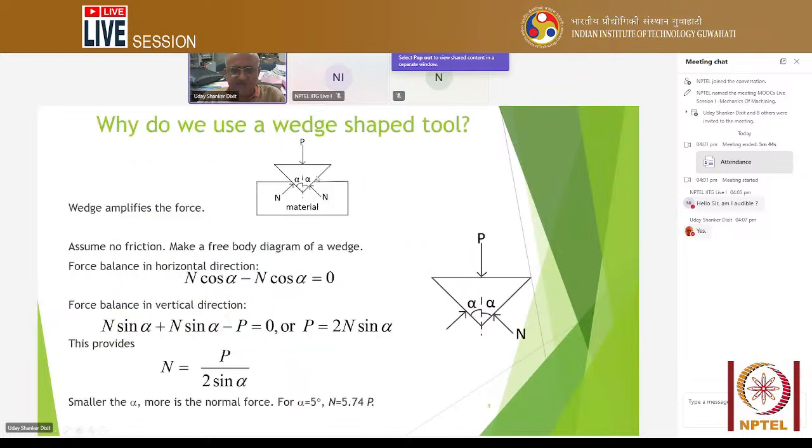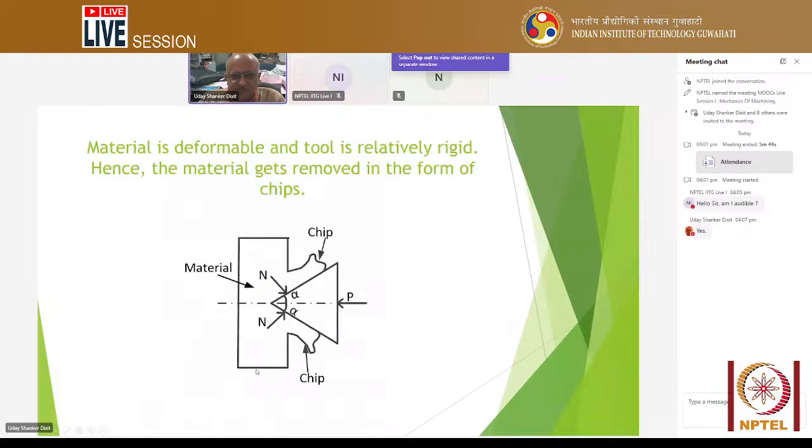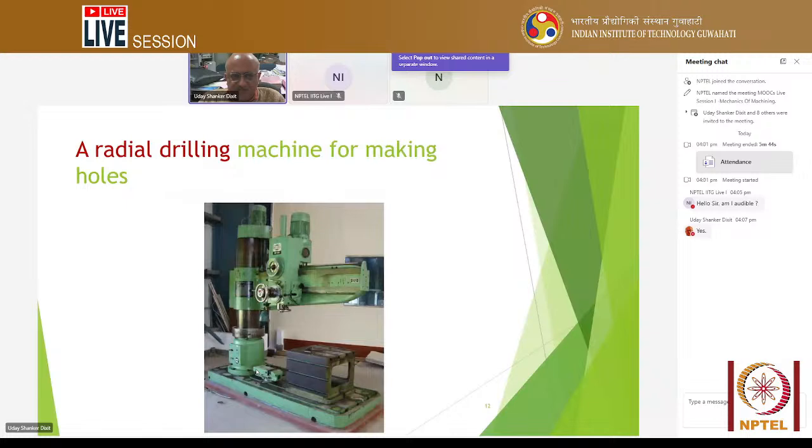So we started with a simple mechanics question: why is the tool of wedge shape? It has an included angle because the force gets amplified. If you apply P force here, then you get normal force N equal to P by 2 sin alpha. So the smaller the alpha, the more amplification you will get. So this concept has been told.